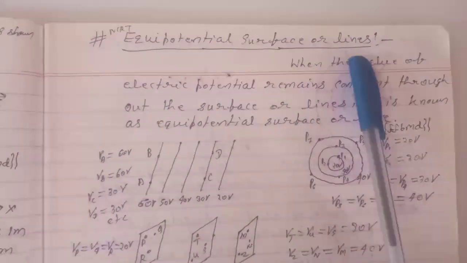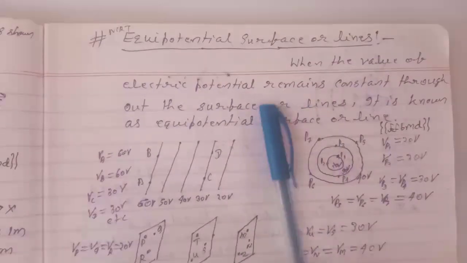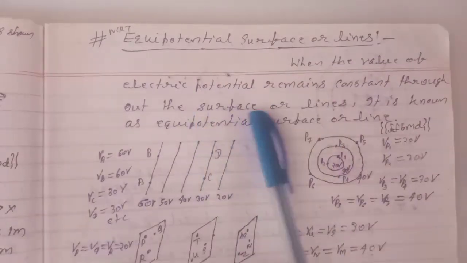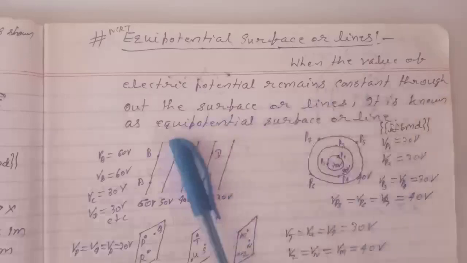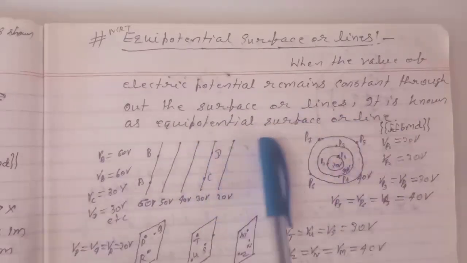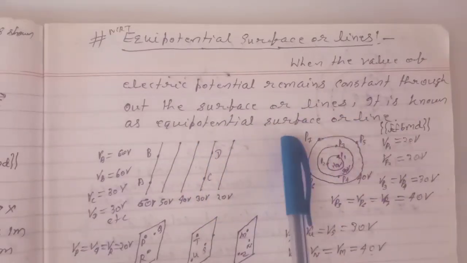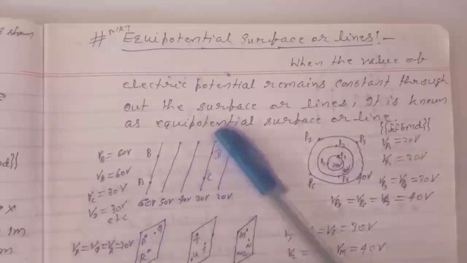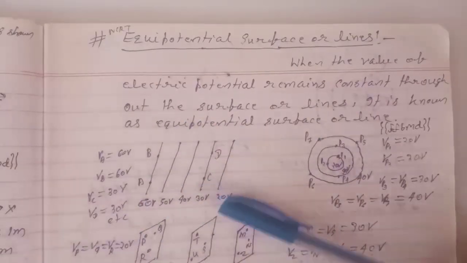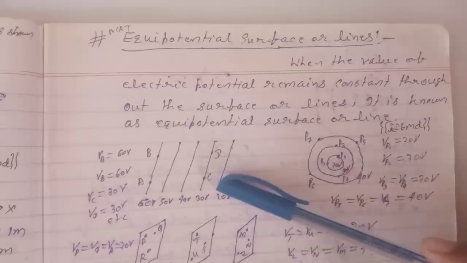Equipotential surface or lines. When the value of electric potential remains constant throughout the surface or lines, it is known as an equipotential surface or line. For example, here these are lines of equipotential surface, because on this line everywhere potential is the same.